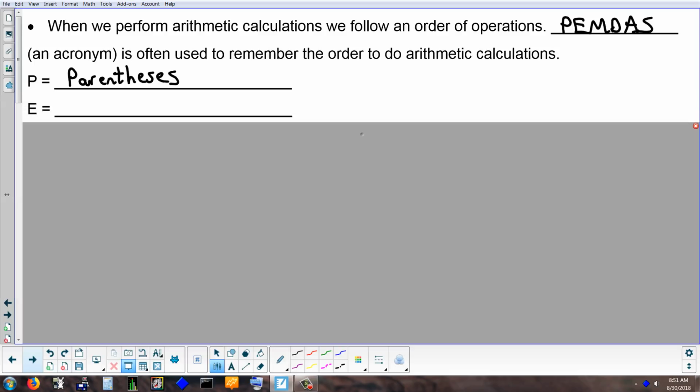E stands for what? Donovan? Exponents. Good. Can somebody tell me in basic terms what an exponent is? Just very, very general. If I had a problem, how would I know if there was an exponent? Donovan? There would be a little number. Yeah, it's a little number, right? A little number to the right of a bigger number, or a little number to the right of a variable. We could have something like this.